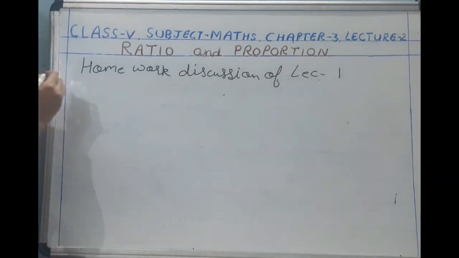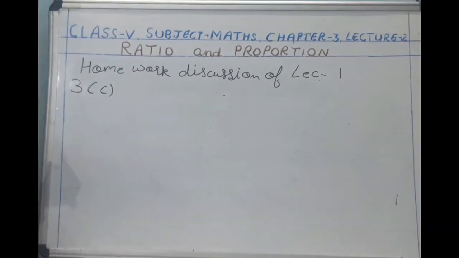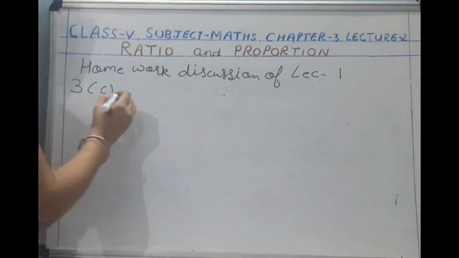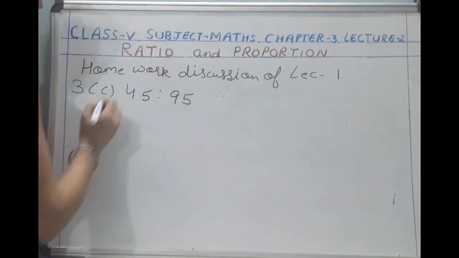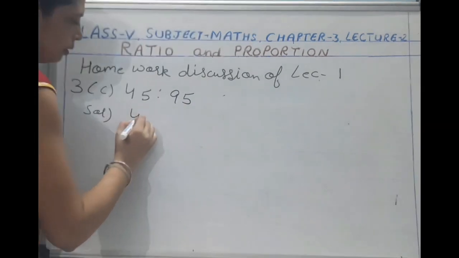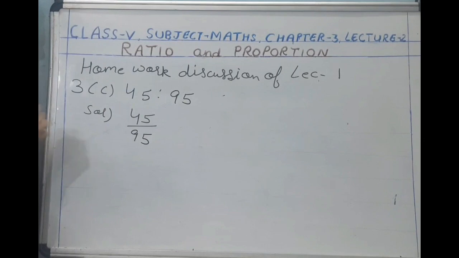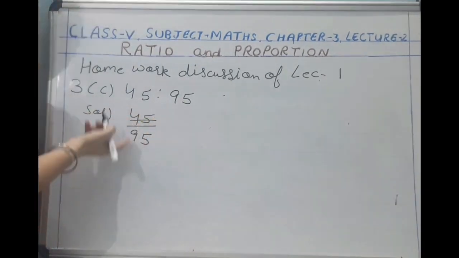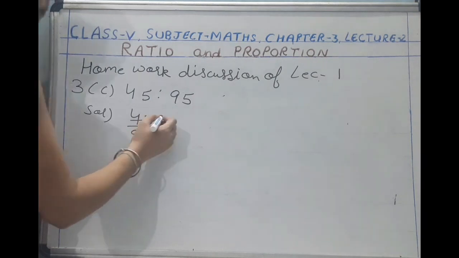Next was third question, C part and D part. Third question, convert in the simplest form. 45 ratio 95. So in the simplest form, how have you done? First of all, you have to write down in fractional form. Now, cut down with the table of 5 because you know that one place is containing 5. So ये 5 से divisible है.